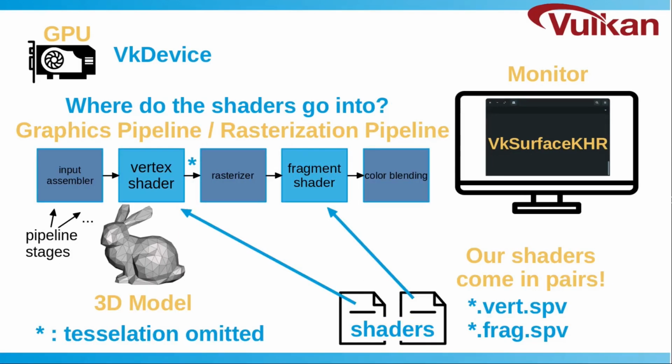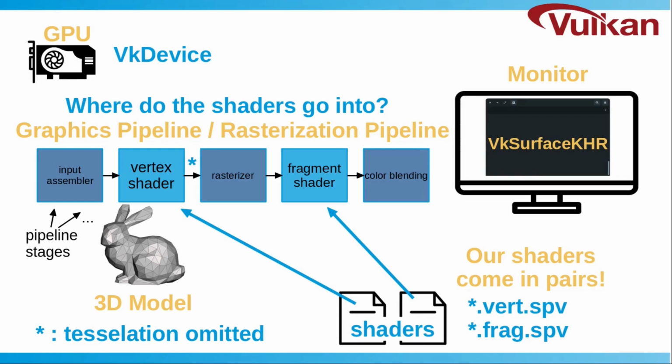So, where do the shader programs go into? In our case, they go into the graphics pipeline. Vulkan also offers other pipelines, such as a compute pipeline or a ray tracing pipeline. But we're using the graphics pipeline, aka rasterization pipeline, to render a 3D scene. The pipeline has 5 stages. Well, actually there are some more stages, but I omitted the stages for tessellation here.